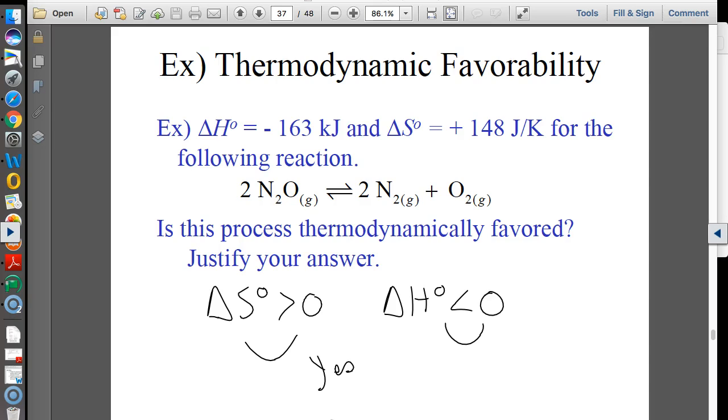These kinds of questions are multiple choice questions, and they're very, very common. But if you want to justify it, you would just say that reactions with negative enthalpy and positive entropy are thermodynamically favored. That's all you have to say.